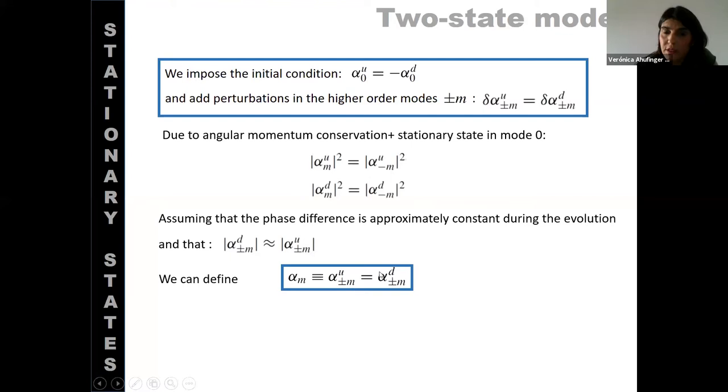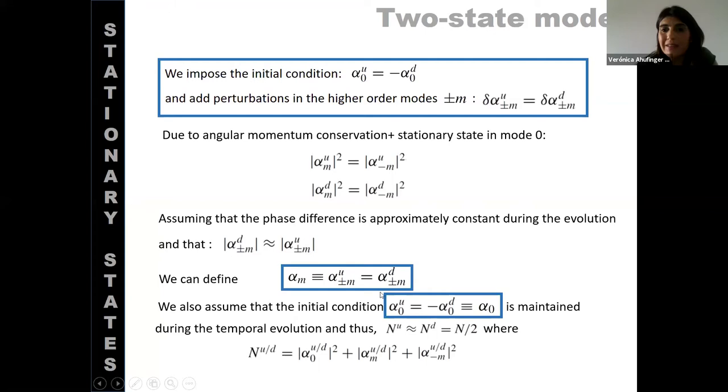Also, we consider that the initial condition, just the anti-symmetric state, that we will define as alpha zero, is maintained during the temporal evolution. In this way, the population in each of the rings will be approximately equal and equal to the total population divided by two. Here, just note that the population in the upper and down ring corresponds to the sum of the modulus square of the probability amplitudes of the stationary state, the perturbation with orbital angular momentum m and the corresponding one with minus m.